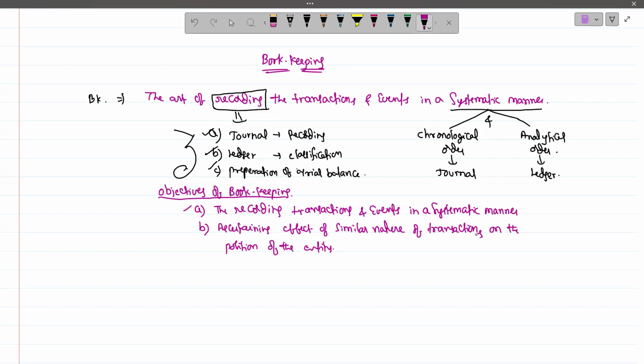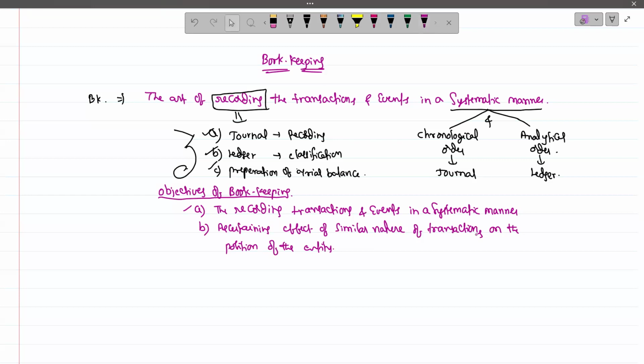So, for example, all capital related transactions are combined together and mentioned at one place called the capital account. All salary related transactions are combined together and mentioned at one place called the salaries account. In this way, similar nature of transactions are combined together and we ascertain the net impact of all those transactions on the entity. That is also one of the objectives of bookkeeping.